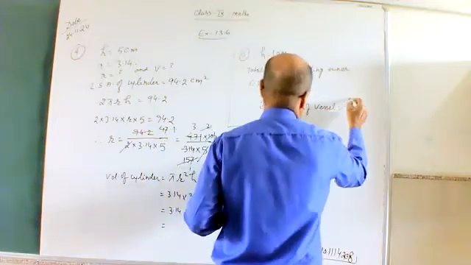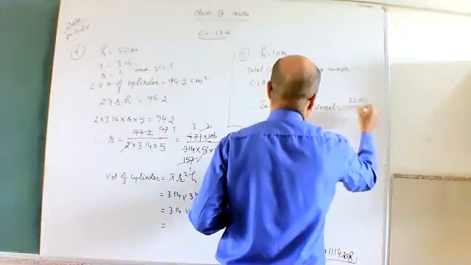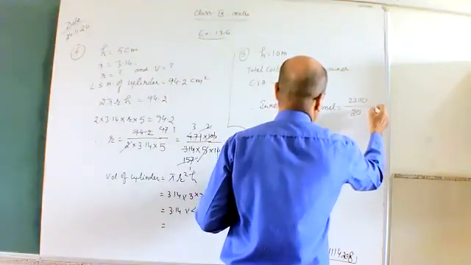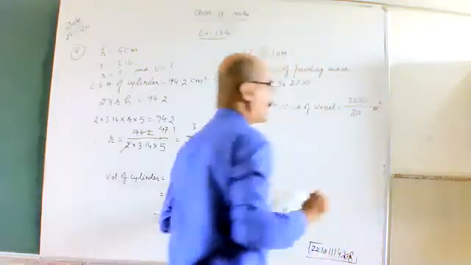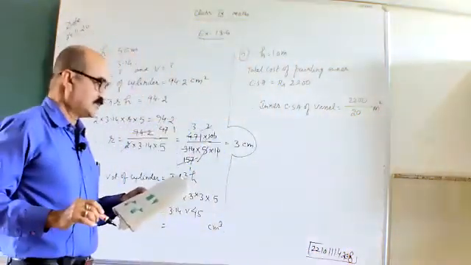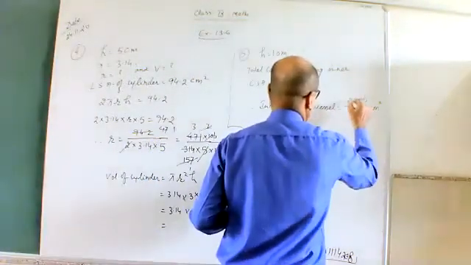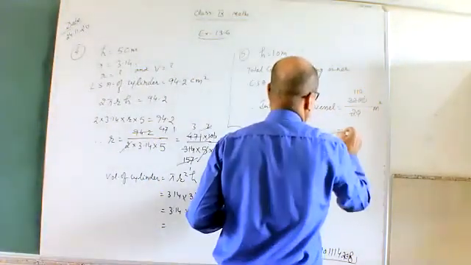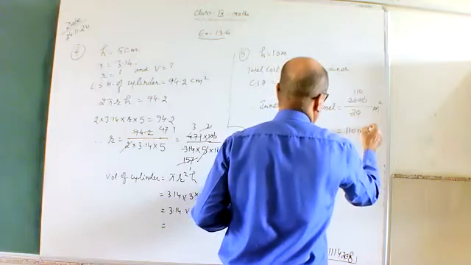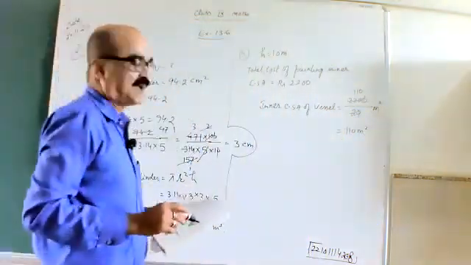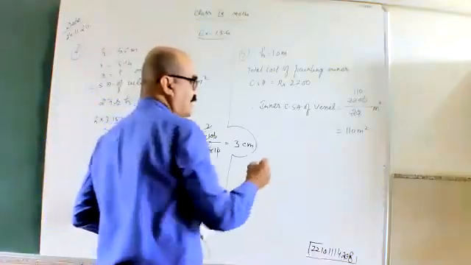equal to 2200 divided by the cost, which is rupees 20 per meter square. Okay. So when you divide this, what will you get? You will get 110 meter square. This is the inner curved surface area of the vessel. And what is the curved surface area of the vessel?